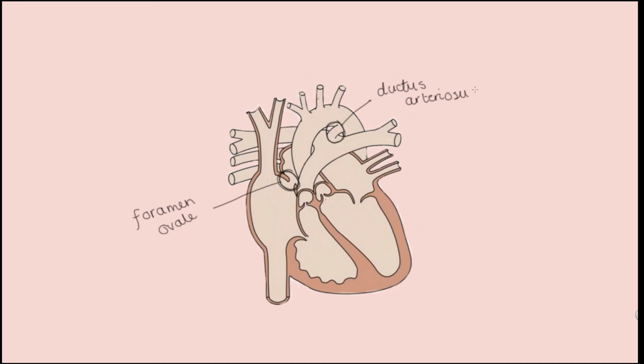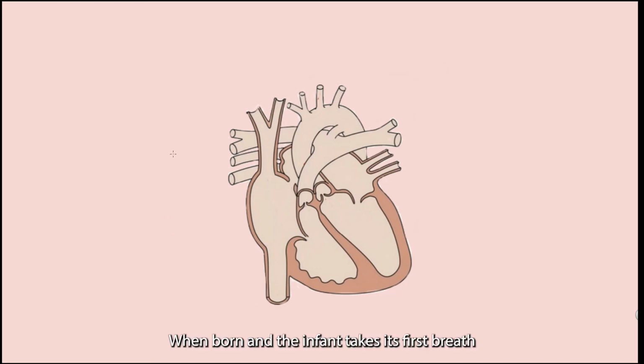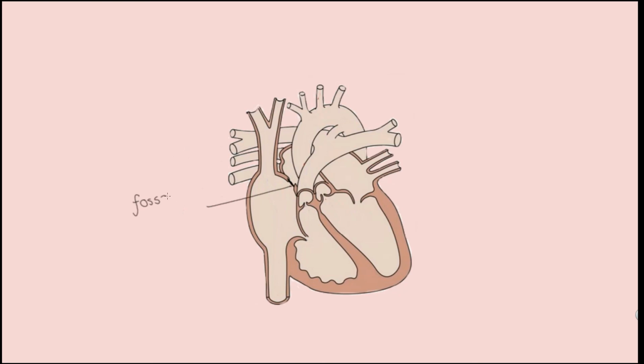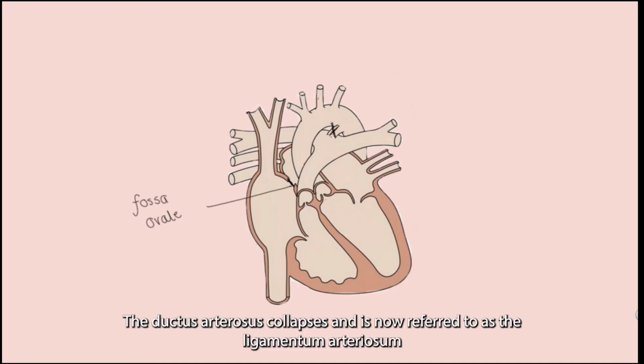When the infant is born and takes its first breath, the intrathoracic pressure causes these structures to slam shut. The foramen ovale is now referred to as the fossa ovale. The ductus arteriosus collapses and is referred to as the ligamentum arteriosum.